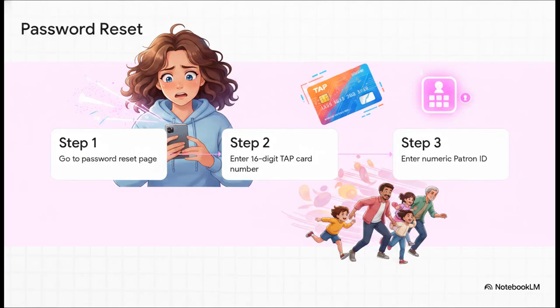So, what happens if you just get locked out of your account while you're rushing to set up rides for a busy week? Hey, it happens to the best of us. If you forget your password, simply click the Forgot Password link on the login page. To prove you're actually you, the system just asks for two quick things: the 16-digit number printed on your tap card and your numeric patron ID. Enter those in and you'll be right back on track.